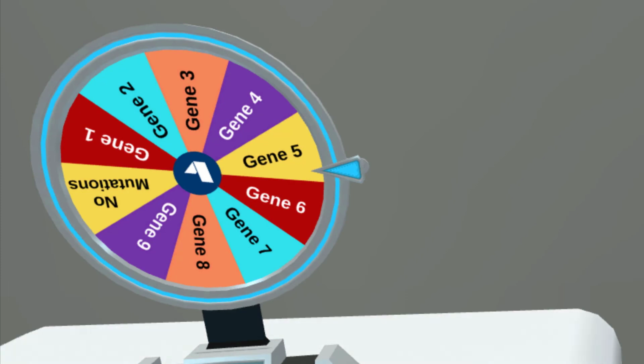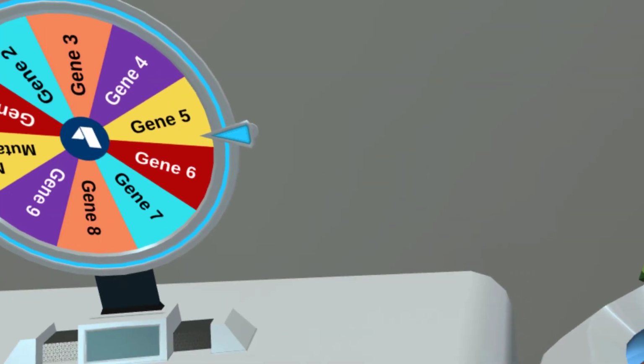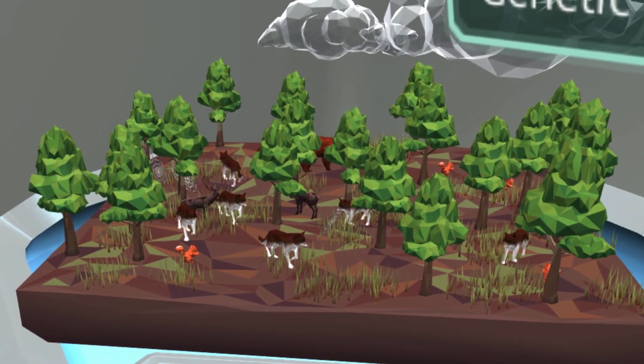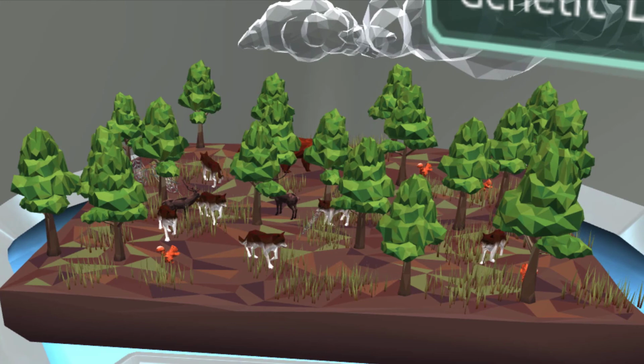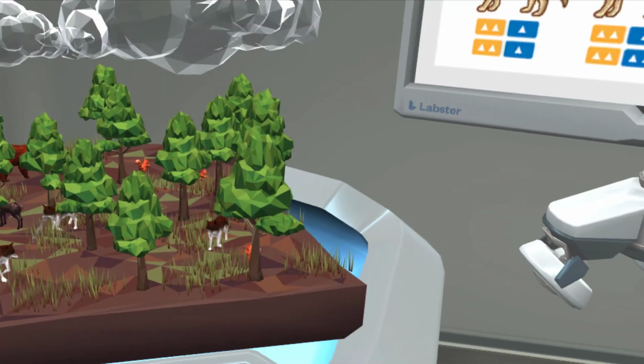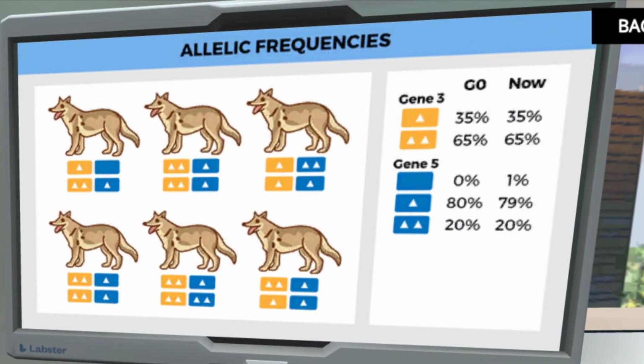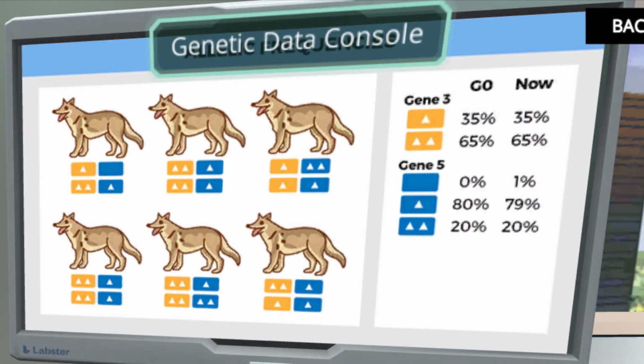Now we're talking. You got gene 5. Let's check in on the animals and see what effect this mutation has. See if you can spot any differences in the terrain and on the console. I've updated the console with gene 5 data from both the ancestral G0 creatures and the genetically impacted colony we're currently looking at so we can compare them.